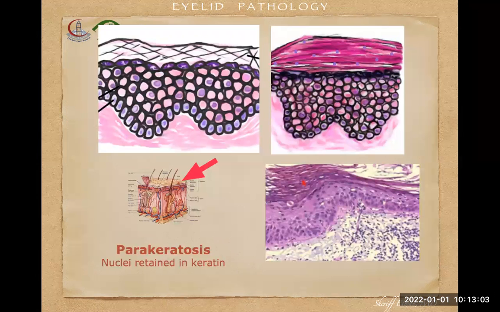And then parakeratosis, where the layer of keratin retains some nuclei. Normally, there are no nuclei, as in the squamous cell layer, when the cells die and become keratinized, they lose their nuclei. But this is a sort of premature keratinization of a superficial cell layer, and this is called parakeratosis, where the nuclei are retained in the keratin layer. Here, as you can see, the keratin layer has some blue nuclei in it.